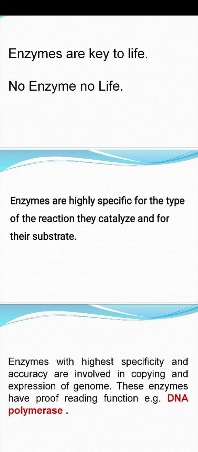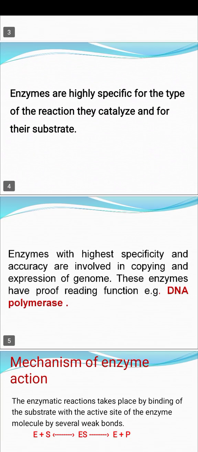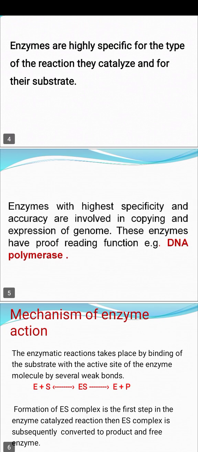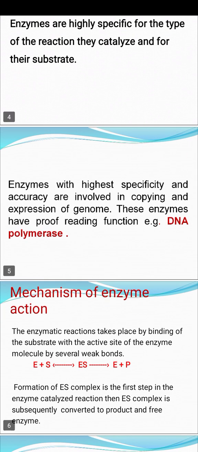Enzymes are highly specific for the types of reaction they catalyze and for their substrate. Enzymes with the highest specificity and accuracy are involved in copying and expression of genomes. These enzymes have a proofreading function. Which enzyme? For example, DNA polymerase, which has a proofreading function, specificity and accuracy.